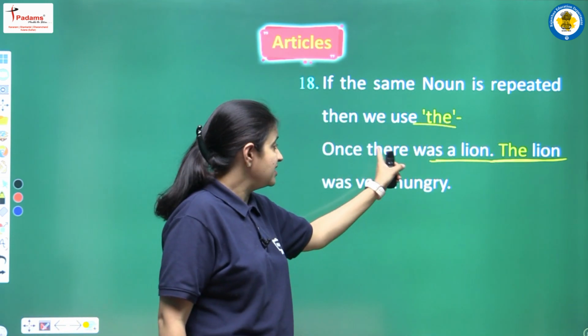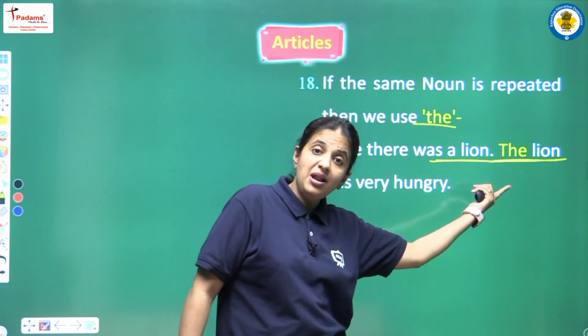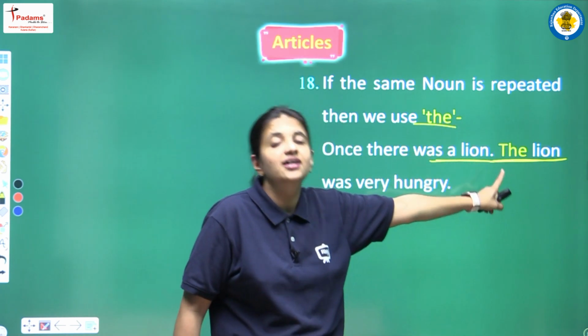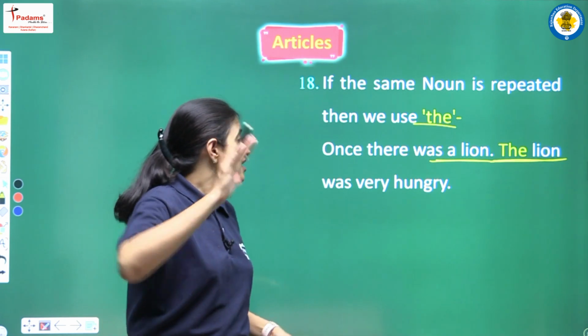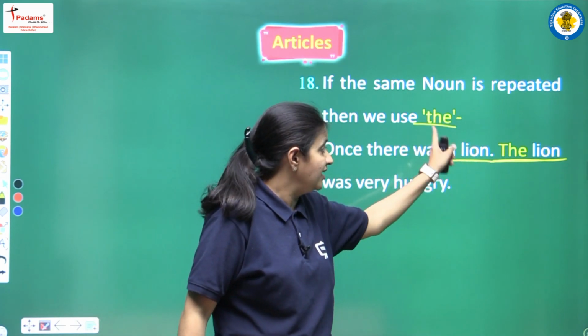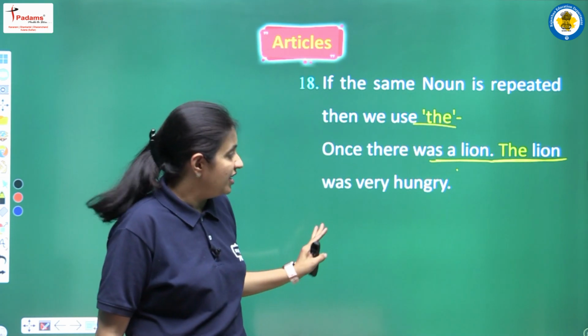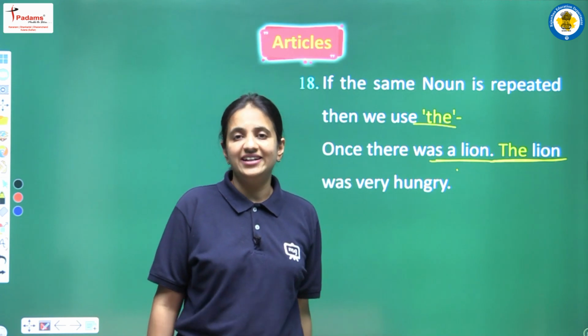So first of all we are saying that once there was a lion. Next we are talking about the same lion, so we are using the, and we are saying that the lion was very hungry. It means the lion, which lion? This lion we are talking about. Clear? So in this way we have to use the as an article.